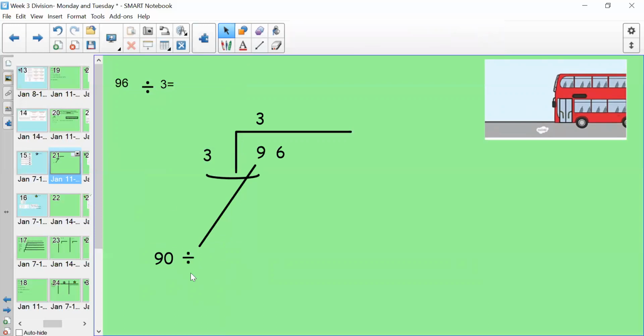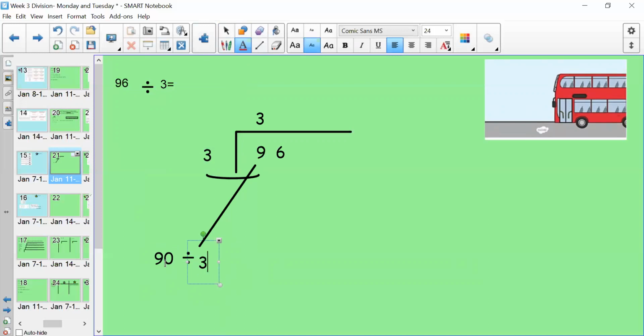So it's actually like saying 90 divided by 3. Okay, so we know that that's 30. So we put the 3 up there and then the 0 would go here. Okay, then we do the next one.